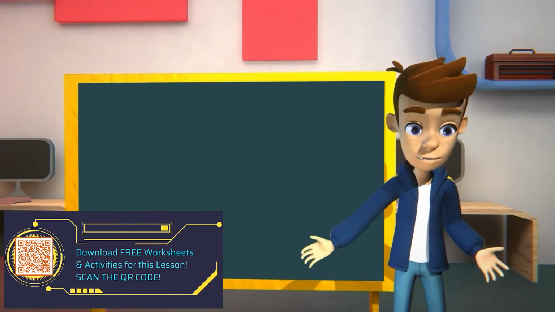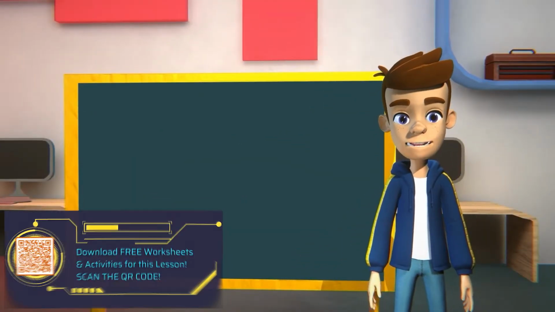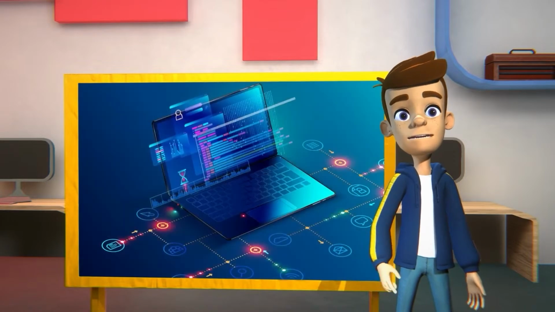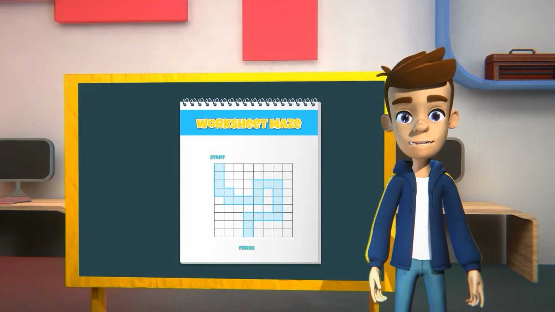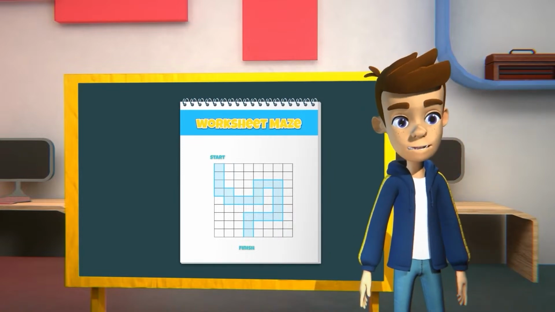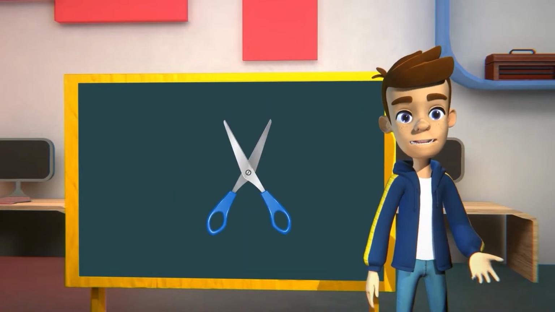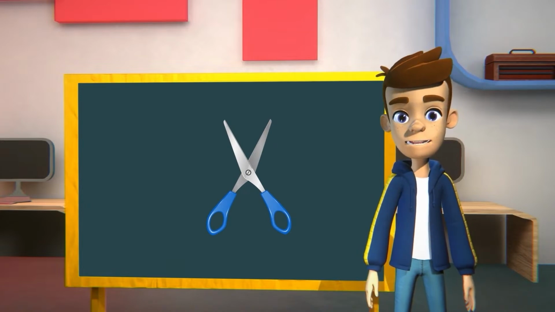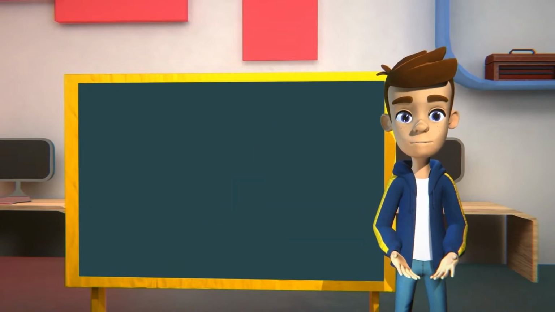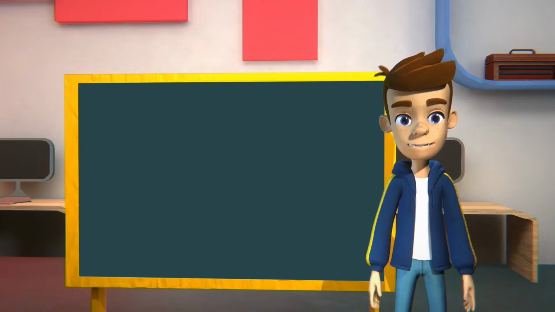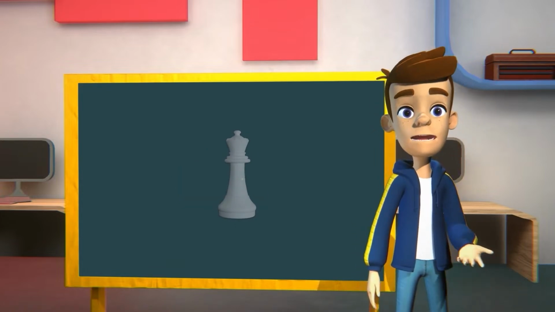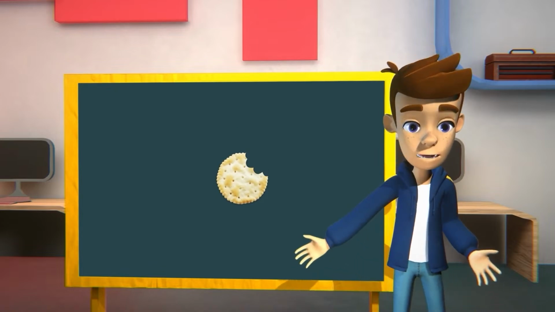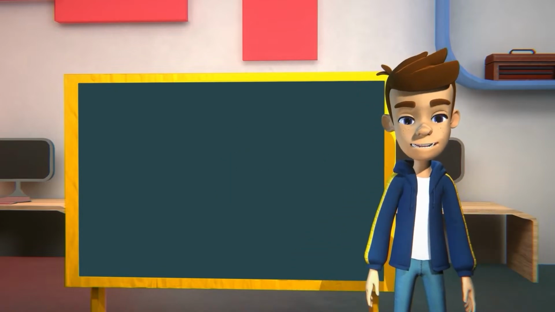We've got a fun activity for you to tinker with in this lesson. We're going to use the basics of computer science to navigate through a worksheet maze. You can print out the included worksheets and gather a pair of scissors and some kind of token figurine. Something small enough to walk through the maze on your worksheet. You could choose a little toy, a chess piece, or even a cracker. Just don't eat your cracker before we get to the activity.